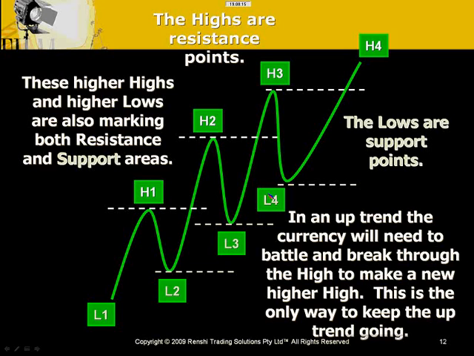Now, these higher highs and higher lows are also marking both resistance and support lines. So once you find these areas, just put a small horizontal line across them, and that will make it stand out a lot more for you as well, once you find those two lower candles to the left and to the right.